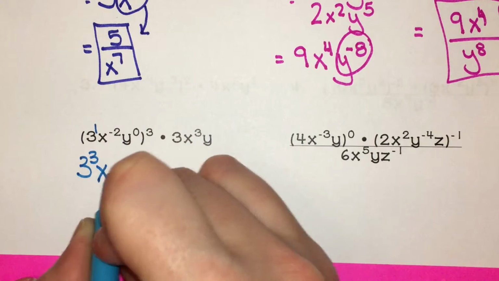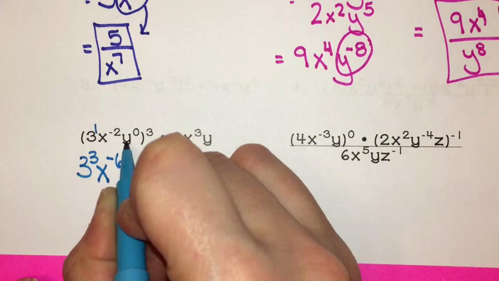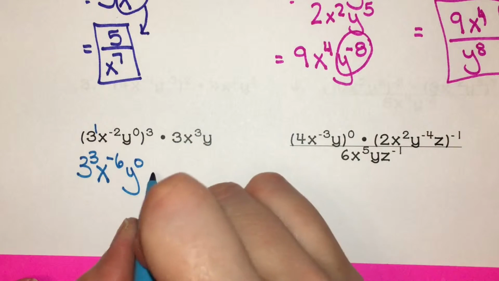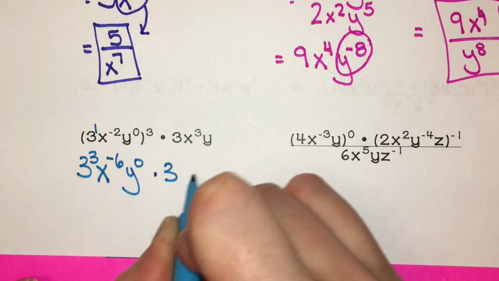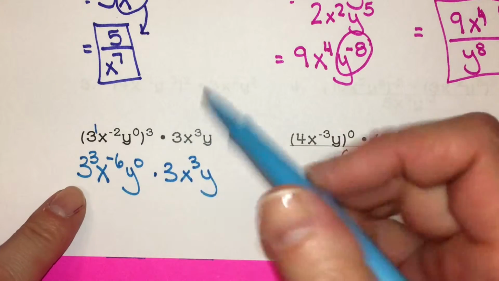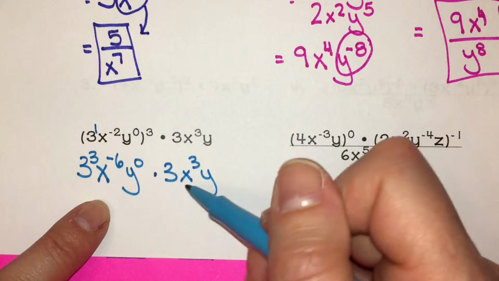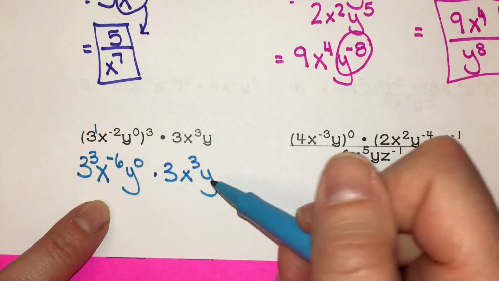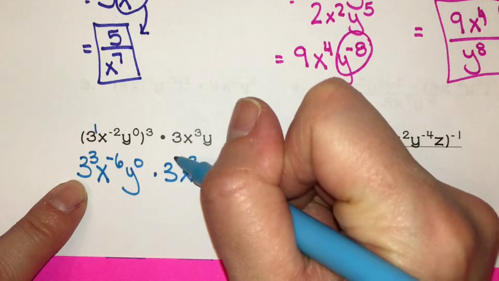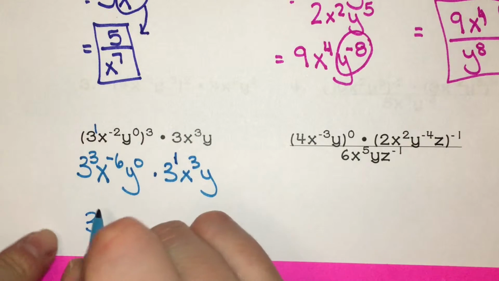Keep the base of x the same. Negative 2 times 3 is negative 6. Keep the base of y the same. And 0 times 3 is 0. Multiplied by 3x to the 3rd y. All right. Now we're multiplying everything together here because there would be multiplication between our number and variable and between our variables. So we have 3 to the 3rd times 3 to the 1st. So keep the base the same, add the exponents. 3 plus 1 is 4.